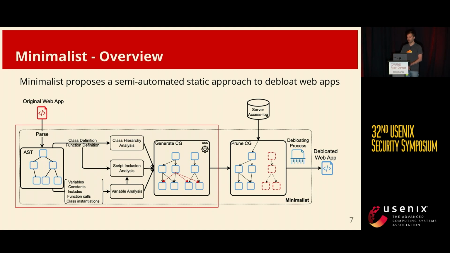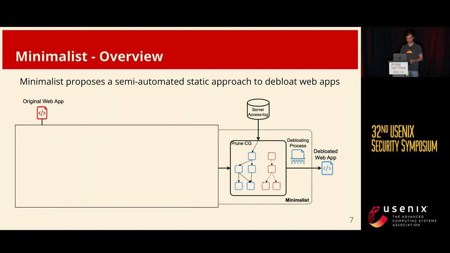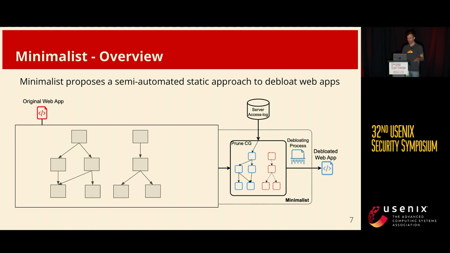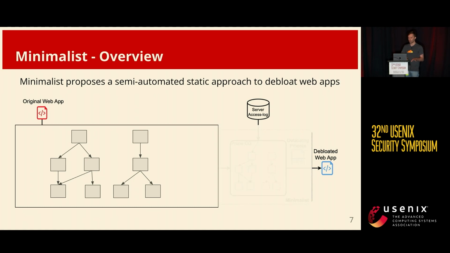Then from there, we parse the source code to get the abstract syntax tree, and our ultimate goal here is to generate the call graph for our applications. So we start by looking at the source code, following the function calls, generating the call graphs, and once we have that graph, we then take into account our server access logs. Then we mark which entry points are used and which ones aren't, and then we can go ahead and prune the parts of this graph that were never used. And that's essentially our debloating.